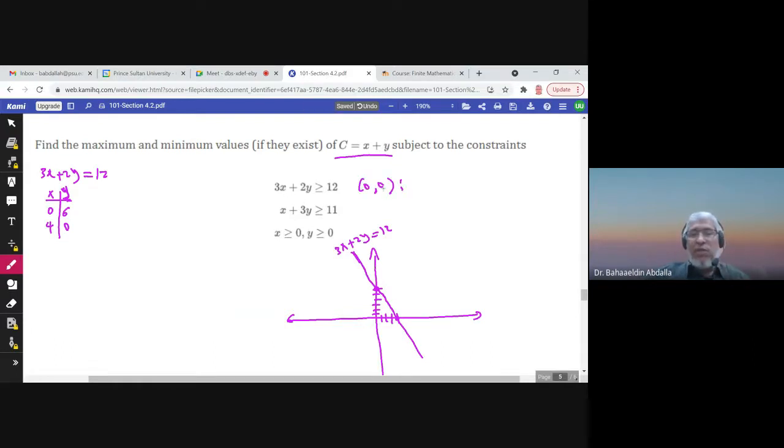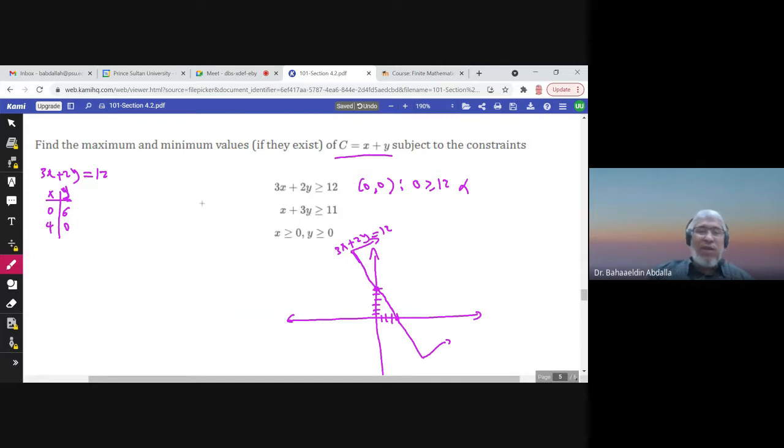Now if I choose (0, 0), then 0 plus 0 is greater than or equal to 12. This is not correct. So (0, 0) is not in the region. So this is the region here.